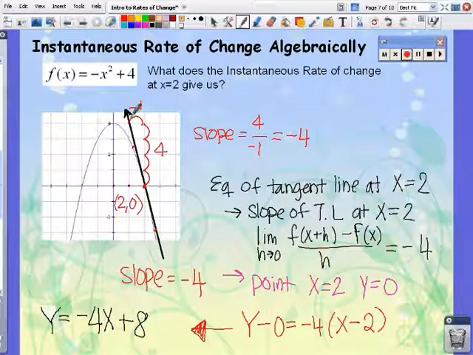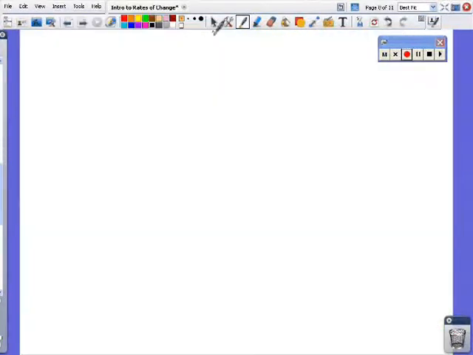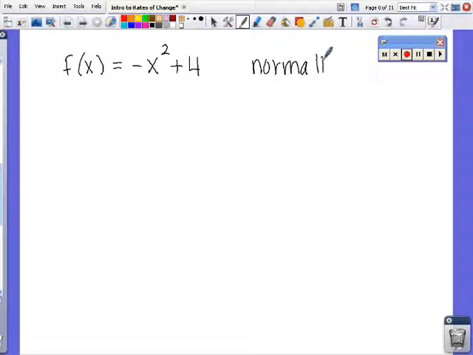The next question that I could ask is the equation of the normal line. And so let me insert a page, because I don't think that's set in here. The equation of the normal line for f of x is equal to -x squared plus 4. And we want to do the normal line at x equal to 2. Well, we would be stuck doing the same thing. We would first have to find the slope of the tangent. And how do we do that?